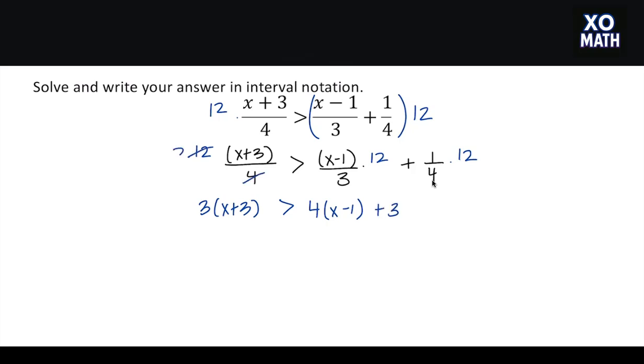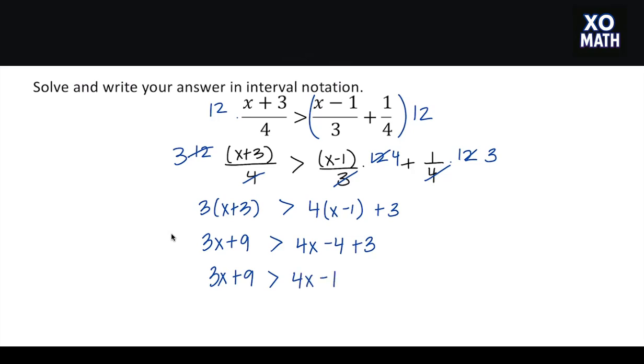So basically we were able to reduce these fractions down so that now we have an inequality that looks a lot like the last one, where we can move forward by distributing. So we have 3x plus 9 on the left is greater than, on the right we have 4x minus 4 plus 3. So we have 3x plus 9 is greater than 4x minus 1 if we combine like terms. Now we'll go ahead and collect our x terms on the left, which is not necessary but pretty typical, and our constants on the right.